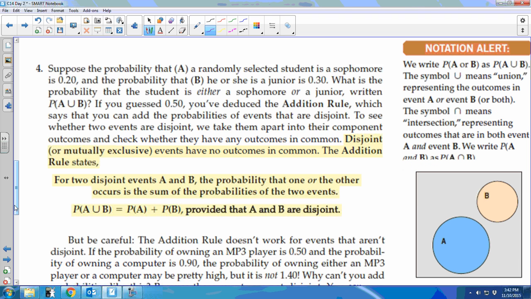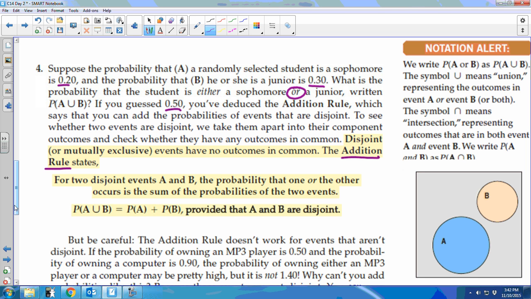Now, suppose the probability that A, a randomly selected student, is a sophomore is 0.2, and the probability that B, he or she is a junior, is 0.3. What is the probability that the student is either a sophomore or a junior? That's 0.5. And so that's where the addition rule comes into play.